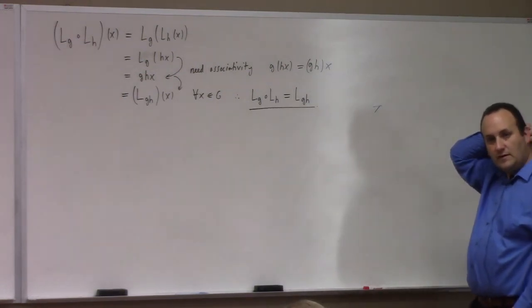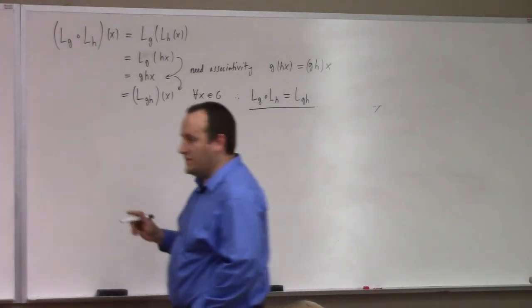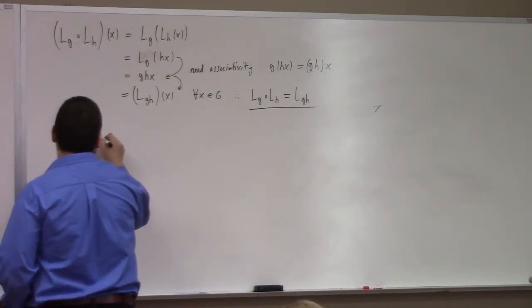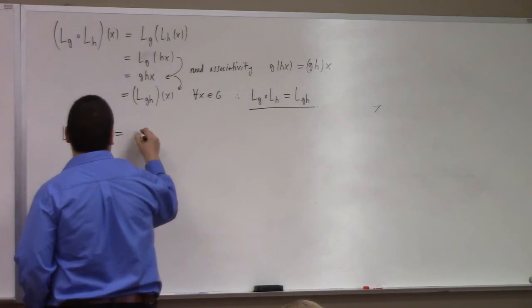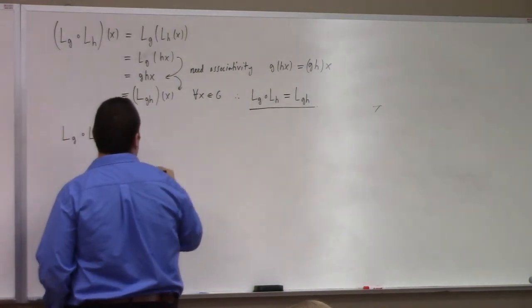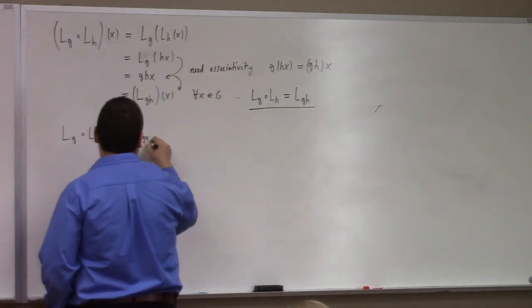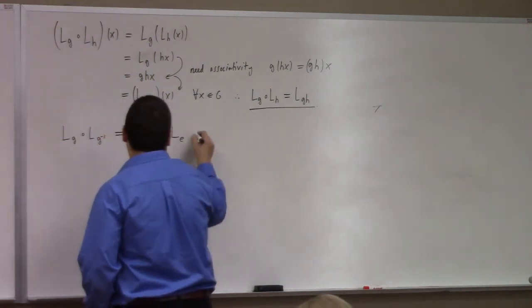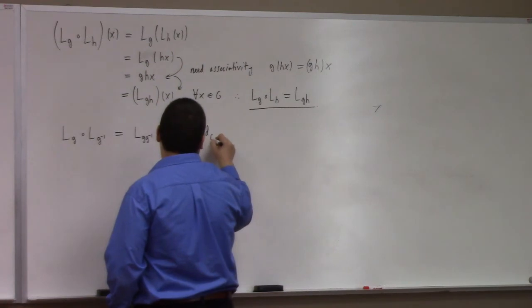Well, that's cool. What's the relation of L_g and L_g inverse? Well, using this identity we just derived, it's L of g g inverse, right? Which is L of e, which, by the way, is the identity mapping on the group.